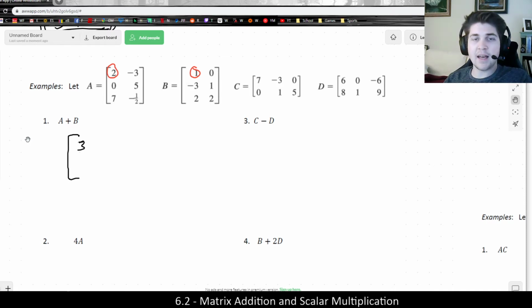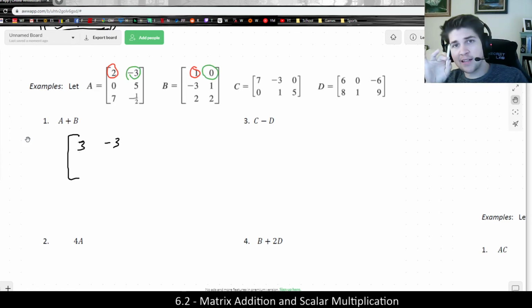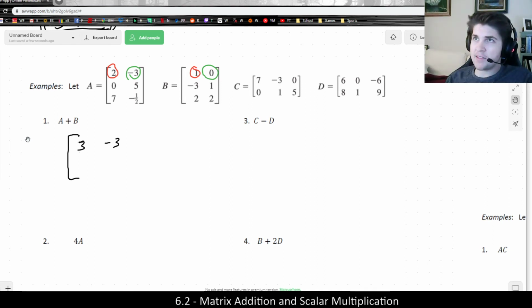Then in the first row, second column, I would have negative 3 plus 0, which is negative 3. And that would be the next element. The order that you do it in doesn't particularly matter. Usually we like to go first row, second row, third row, but as long as you're adding each element to its respective element, you'll be fine. Then in the next row, first column, 0 plus negative 3 is negative 3. 5 plus 1 is 6. 7 plus 2 is 9. And negative 1/2 plus 2 is 1.5.